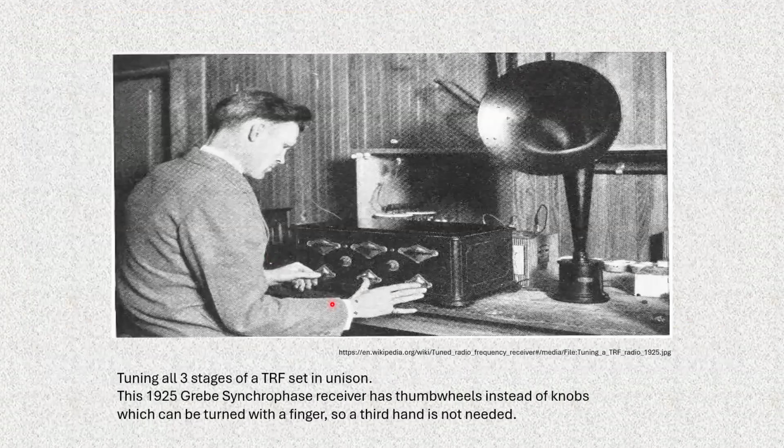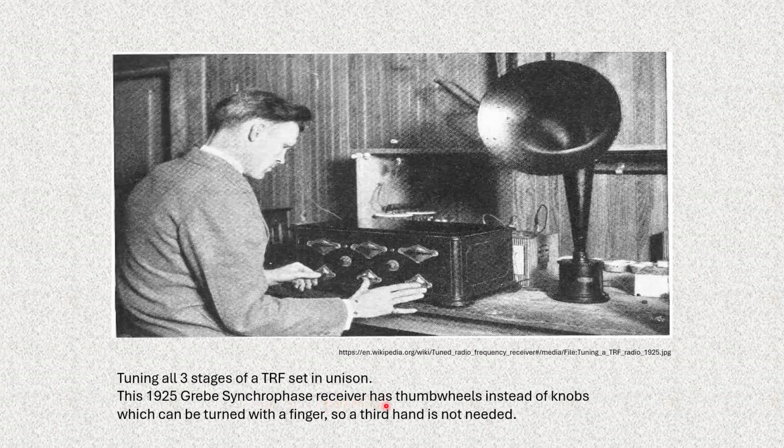You see, here's another example of that type of TRF radio. And over here, what does this thing say? Tuning all three stages of TRF set in unison. This 1925 Grape Synchrophase receiver sounds like some of those late night commercials of cleaning devices and all that stuff.